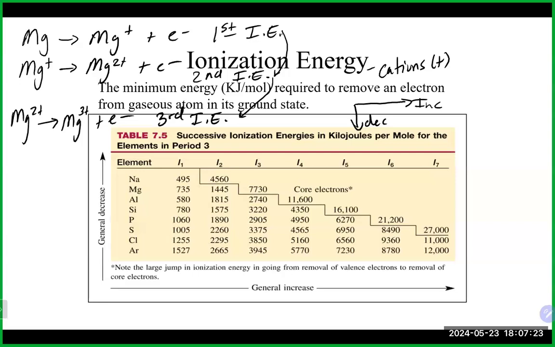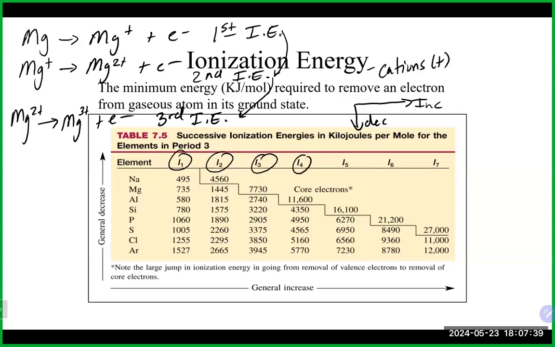So in general, the first ionization energy is usually smaller than the second, then the third, then the fourth. It takes more and more energy every time you try to remove an electron. And that's what we see here. If we look at this, this is the first ionization energy, second, third, fourth, and so forth.